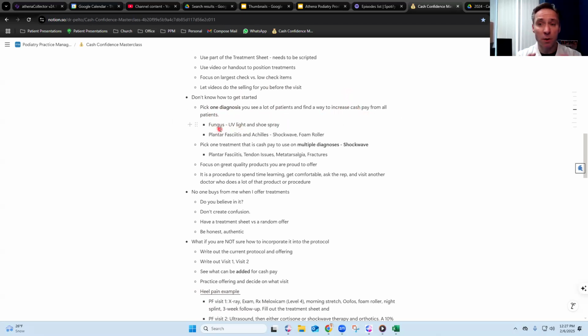So, fungus. My biggest struggle with fungus is, first of all, I don't think laser works that well. I wish it did, and I'm sorry if you believe it. If you do believe it, reach out to me, please. I want to be converted. I still tend to do terbinafine, but I wanted to make it more profitable.